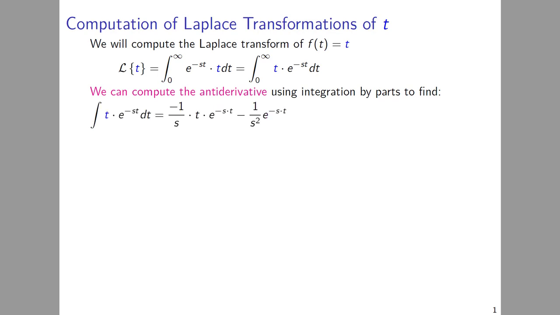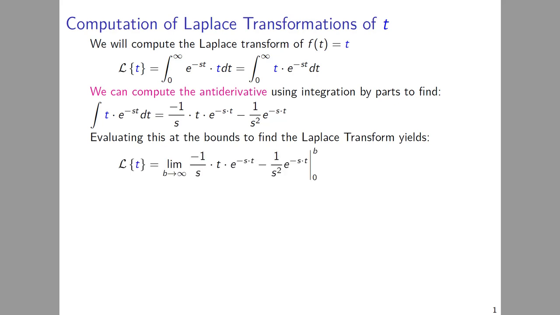Using that the antiderivative of t times e to the negative st dt is negative 1 over s times t e to the negative st minus 1 over s squared e to the negative st, we can find the Laplace transform by evaluating at the bounds. Since we have an improper integral and our upper bound is infinity, we'll need to do this as a limit as b goes to infinity, where our upper bound is b.